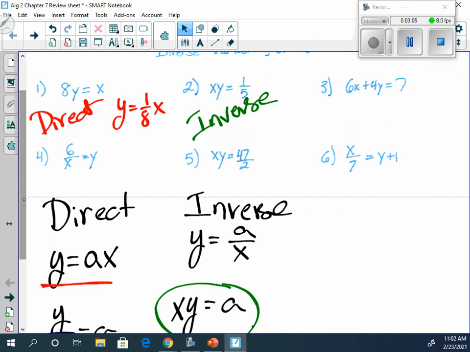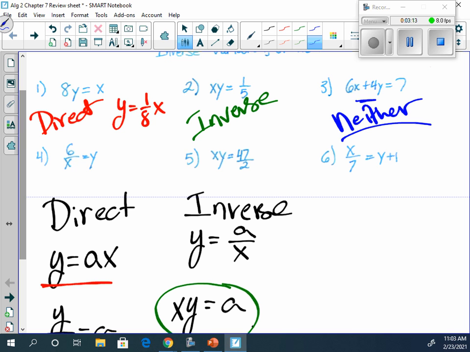Now, the last one here, number 3, is a little bit easier to work with, because it is neither. And the main reason we know it's neither is because of the plus, since we're adding those two together. It's easier to see that this would be neither, because for it to be inverse or direct variation, we need it to be either multiplication or division. We don't really use addition or subtraction. Actually, we don't use addition or subtraction at all when we're talking about inverse or direct variation. And that's kind of what we have for these here.